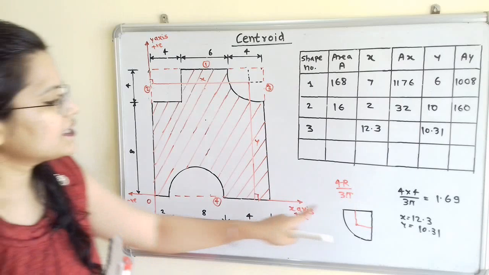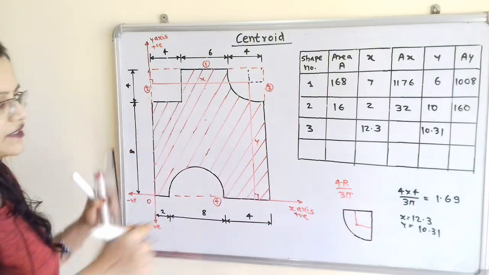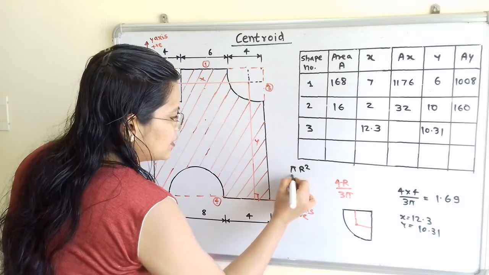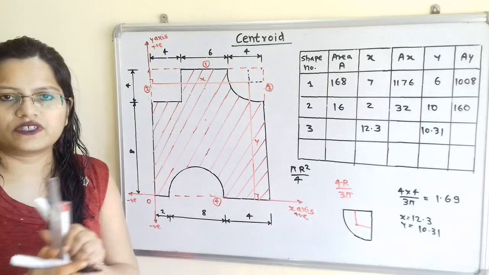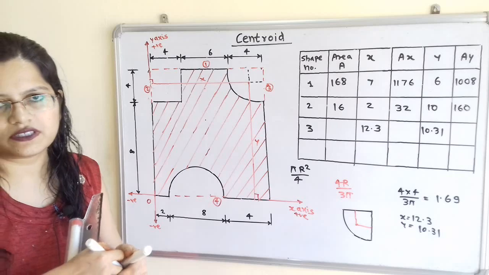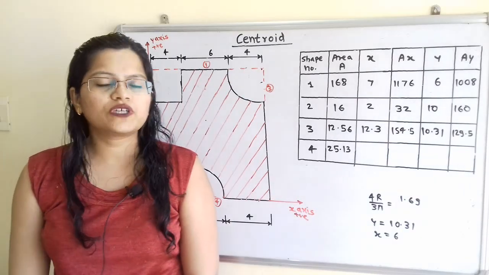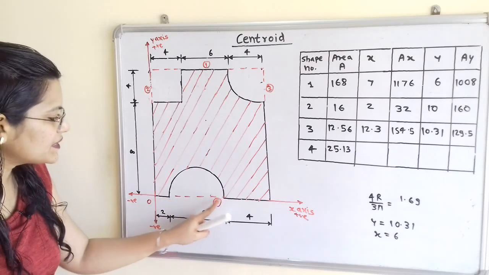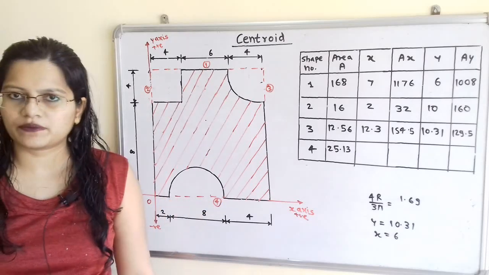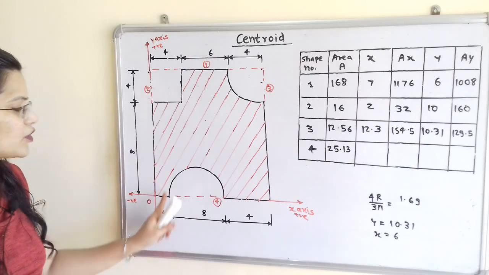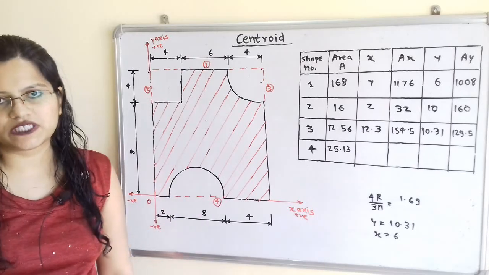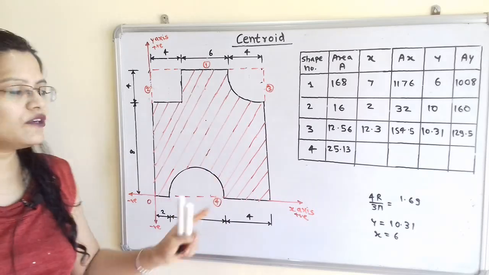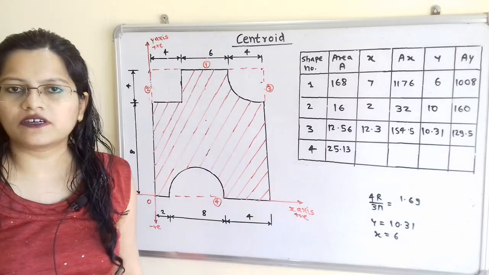Now what is the area of this quarter circle? So area of circle is pi r square. So pi r square by 4 is the area of quarter circle. We will move to the next shape, which is semicircle. If we observe for semicircle, its base is 8 cm. So we can say that radius of semicircle is equal to 4 cm. So its area is pi r square by 2, that is 25.30.